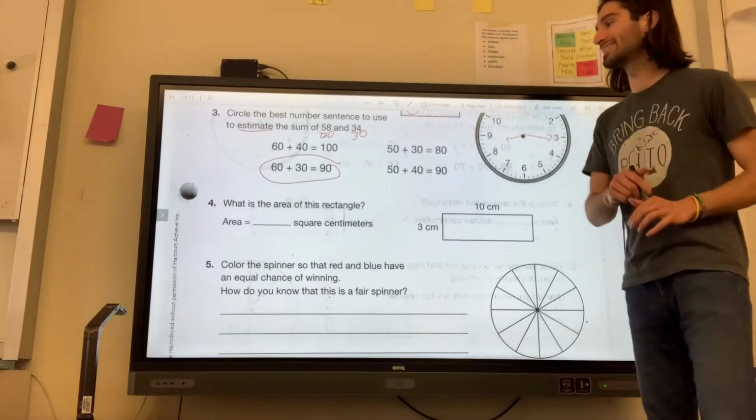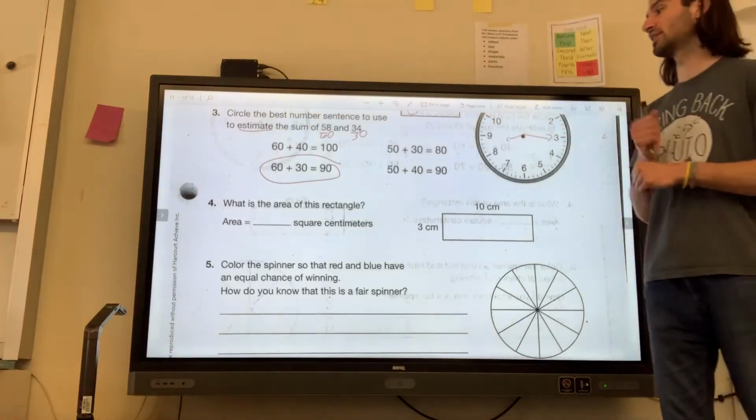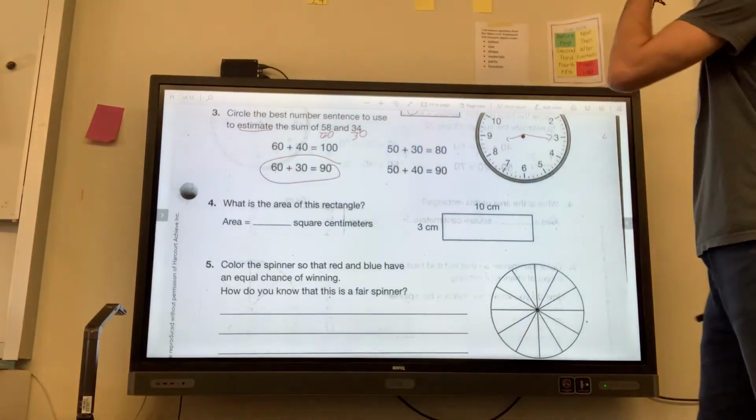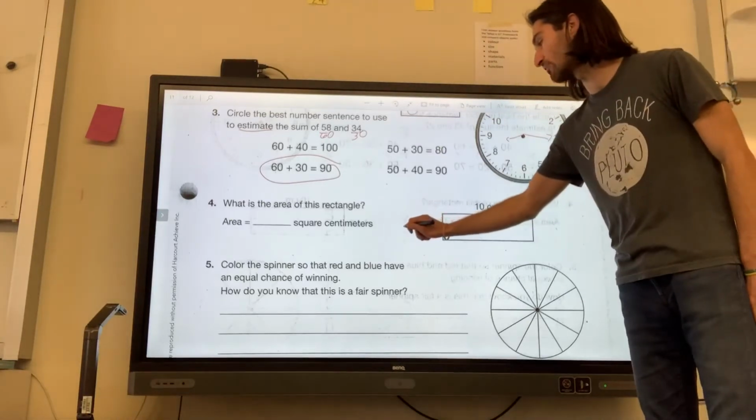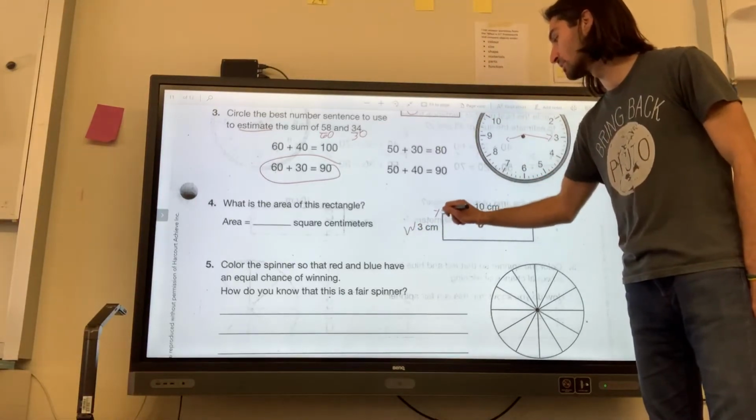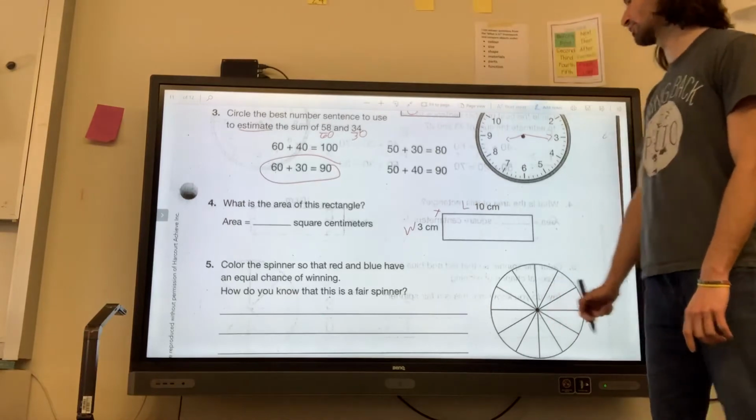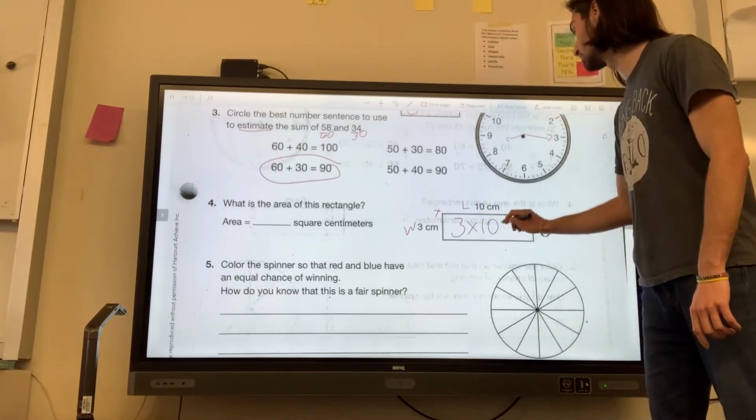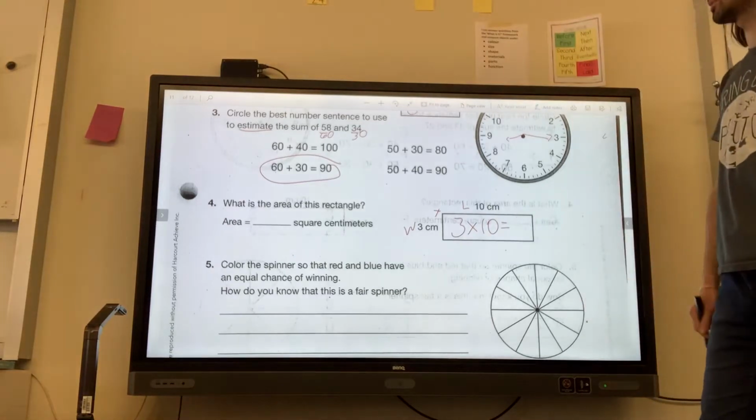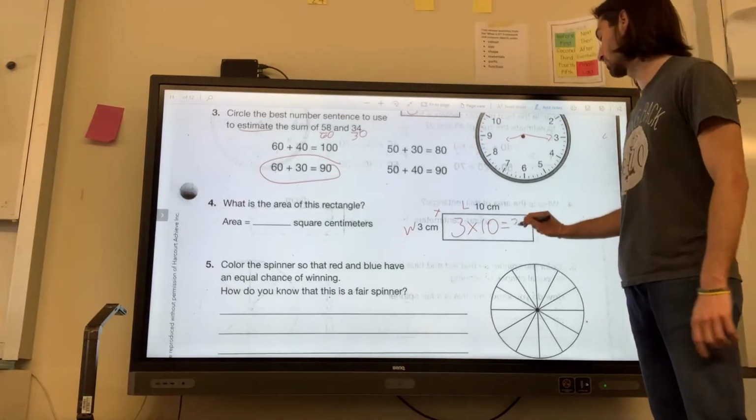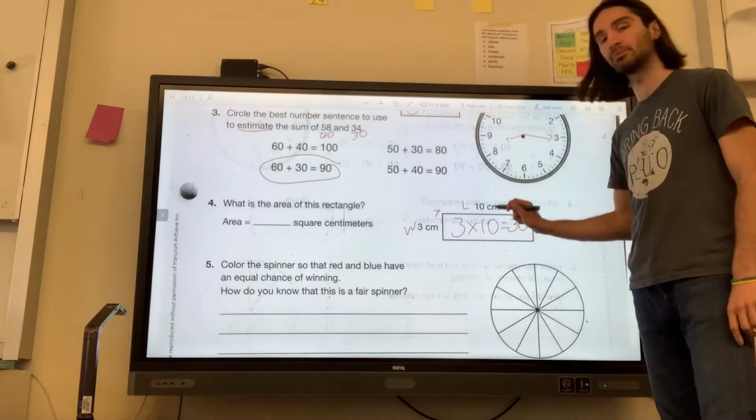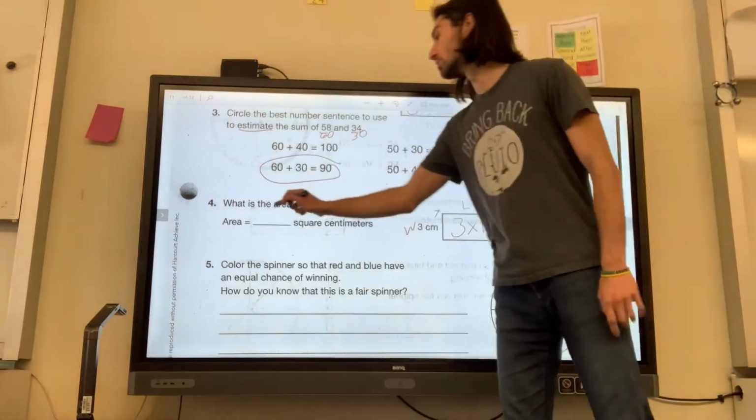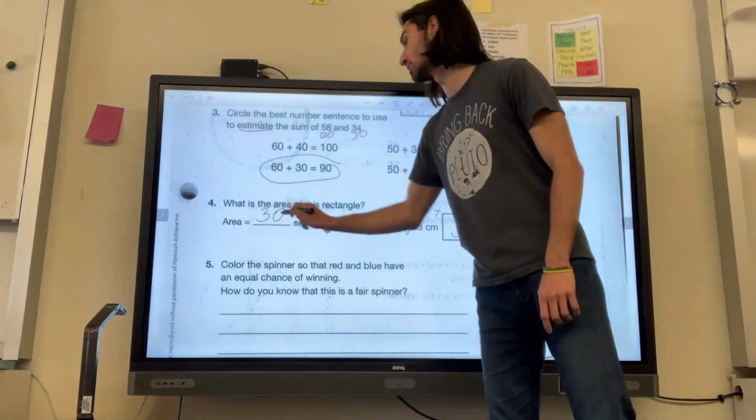Question 4, what is the area of this rectangle? To figure out the area, we have to times width and length. So we do 3 times 10. How many square centimeters is that? Remember, we just talked about it. When you times by 10, you just add a 0. So 30 square centimeters.